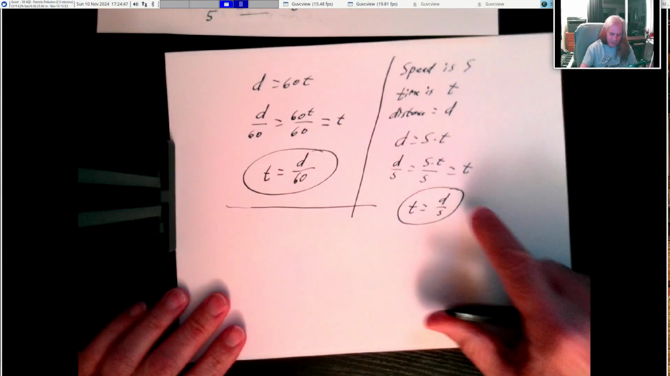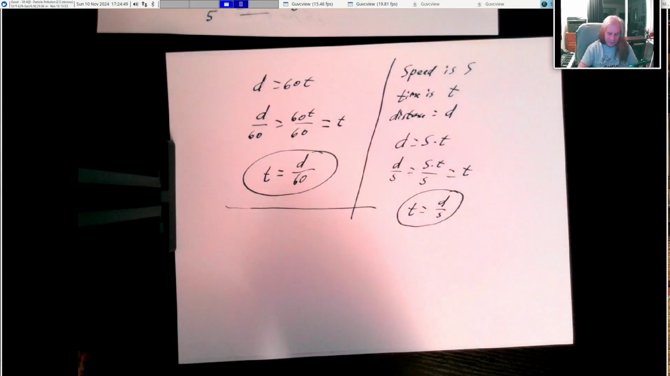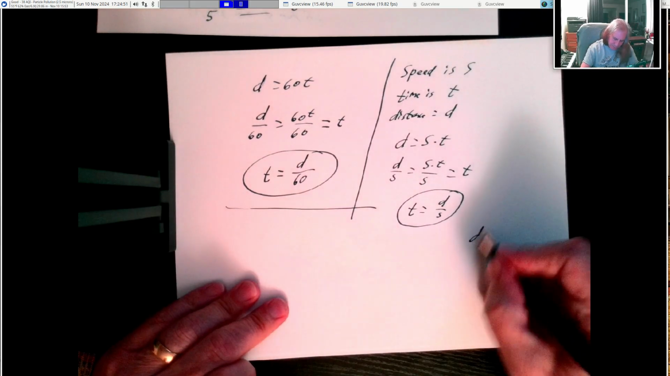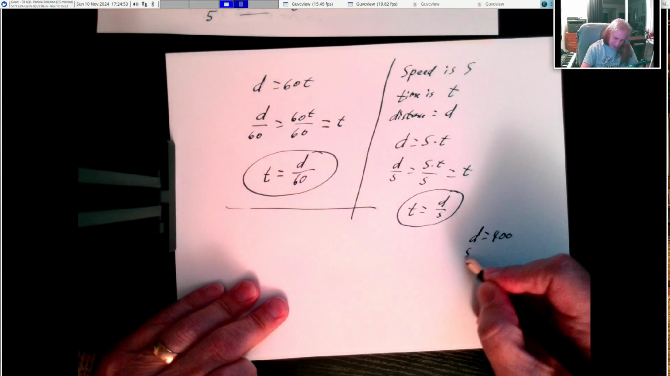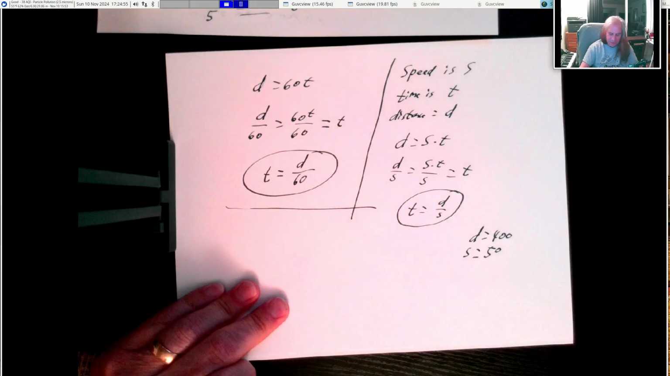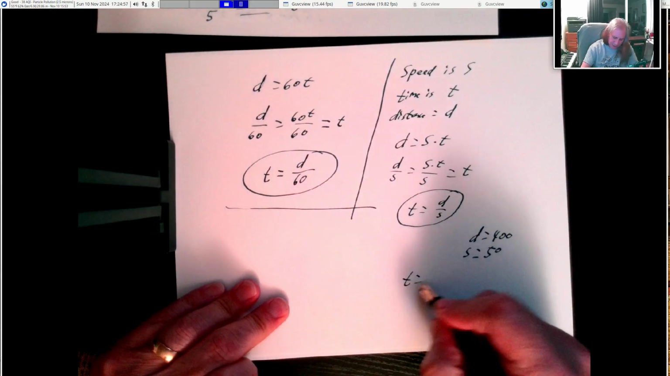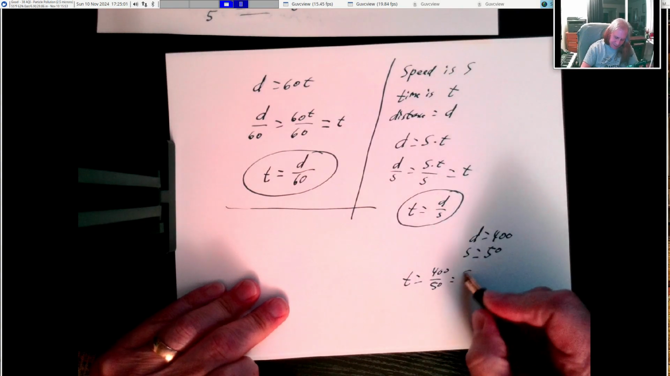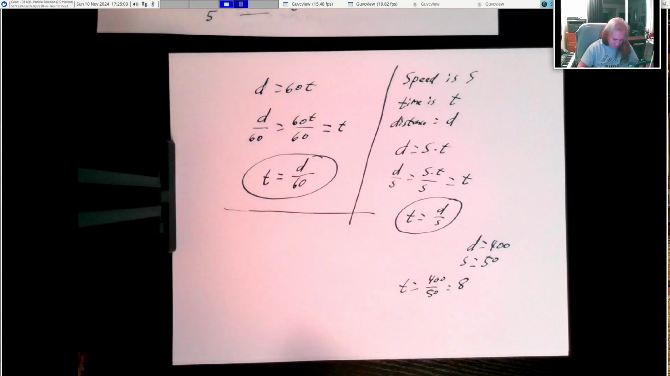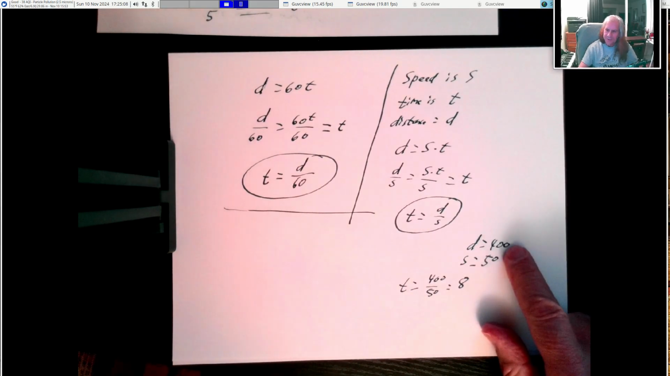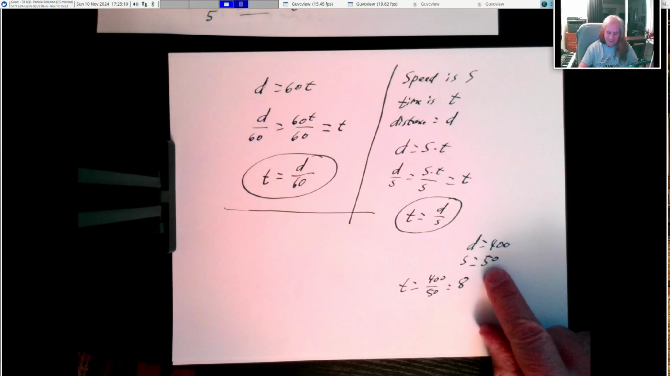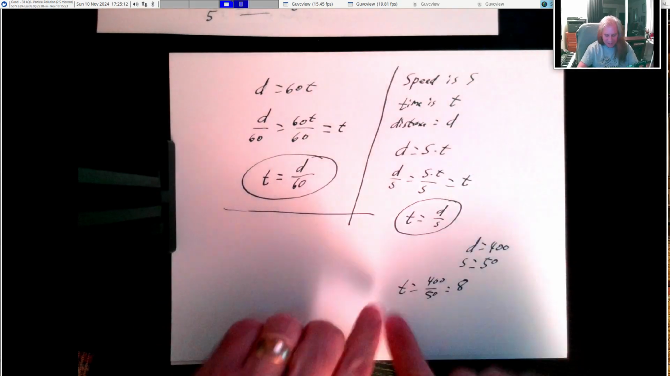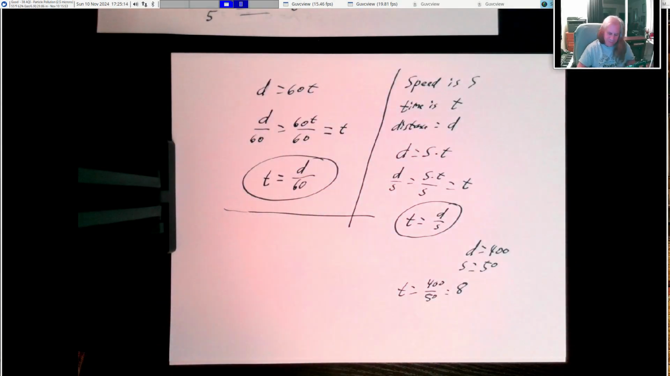So if we know that we want to travel 400 miles, and we're going to travel at 50 miles per hour, this formula says t is equal to 400 divided by 50. That's 8 hours. So if we want to travel 400 miles and we're going to travel at 50 miles an hour, this formula tells us it's going to take us 8 hours.